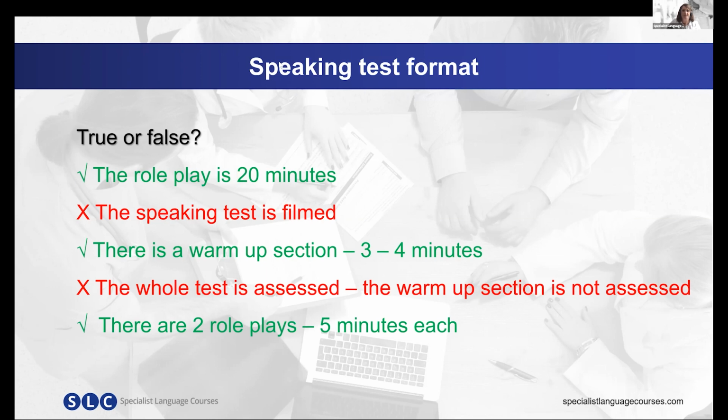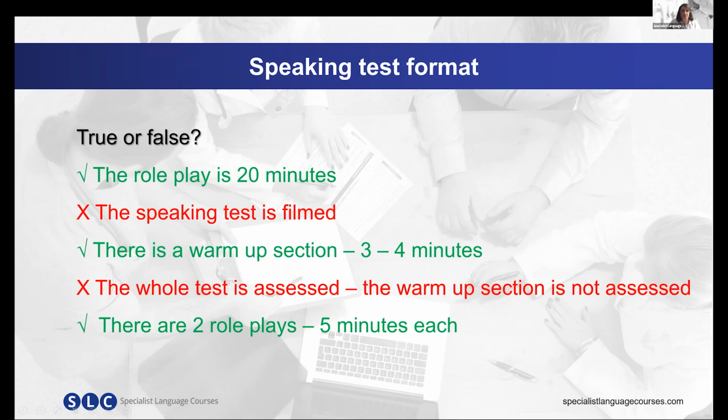The role play is not 20 minutes. You can see some conflicting information here. We have the speaking test. So the speaking test is 20 minutes and the role plays are 5 minutes each.